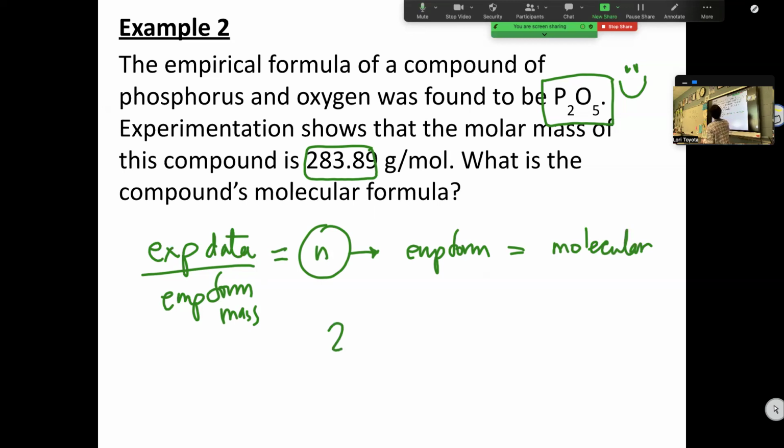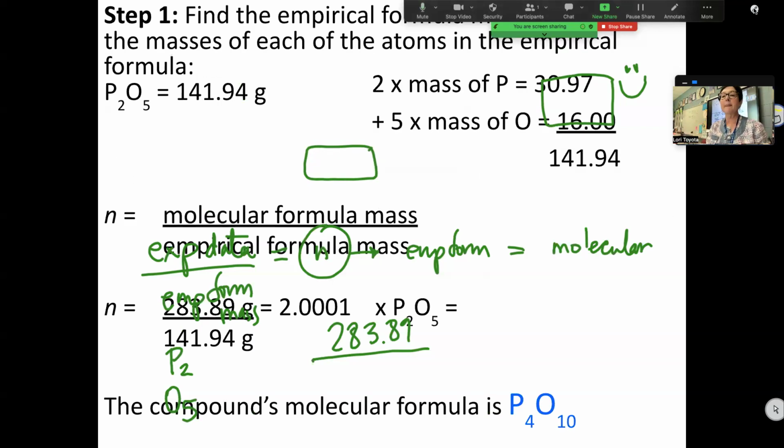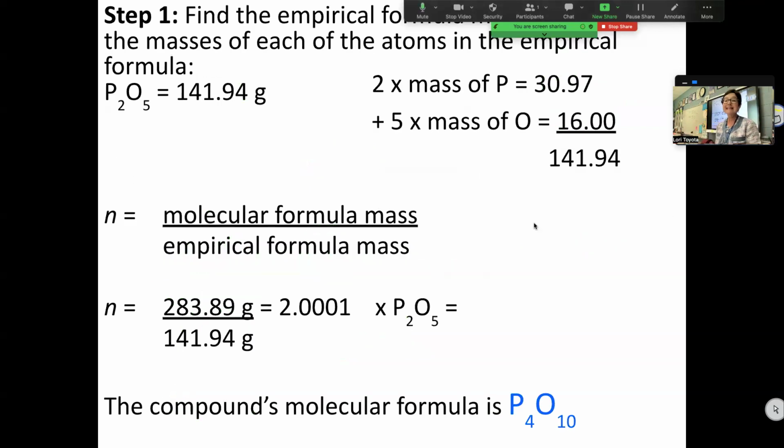So that's easy. We've got 283.89 over, we just need to find P2O5. I feel like this might be on the next slide. It is, yay. So two phosphorus, 30.97, plus 5 times oxygen. We're going to get 141.94.